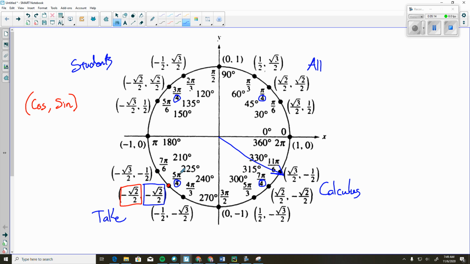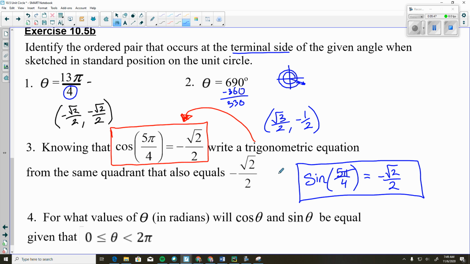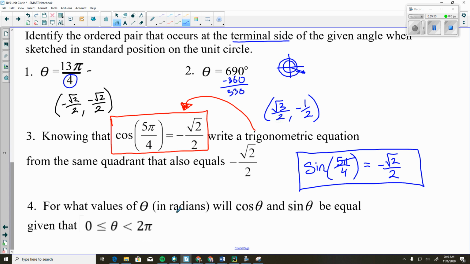Well, I notice that it's still at the same angle. It's still at 5 pi over 4, but now it's in the sine position, okay? It's my y-coordinate. So check this out. If I was to write sine of that exact same angle, so sine of 5 pi divided by 4, it would still give me that same output, negative root 2 over 2. And again, everything that I'm doing here, you can always double check in a calculator to make sure, but that would definitely give me the same output, okay? So that's the trigonometric equation that would also equal negative root 2 divided by 2.